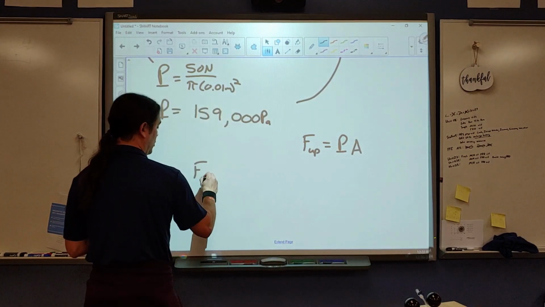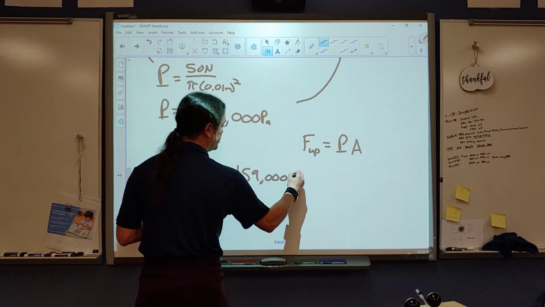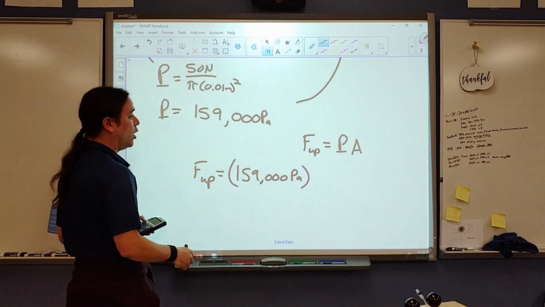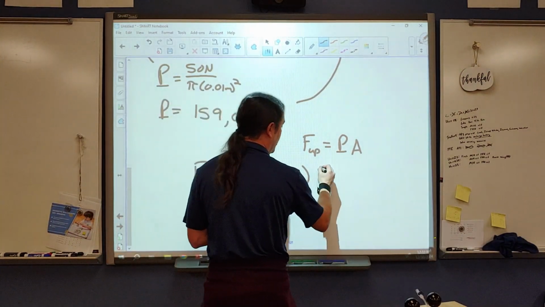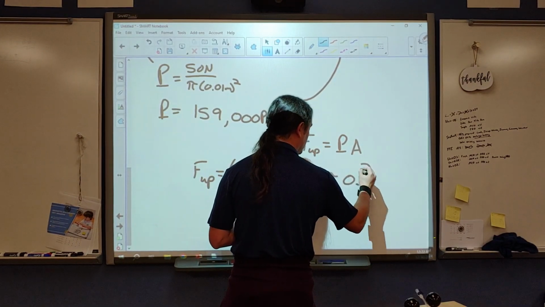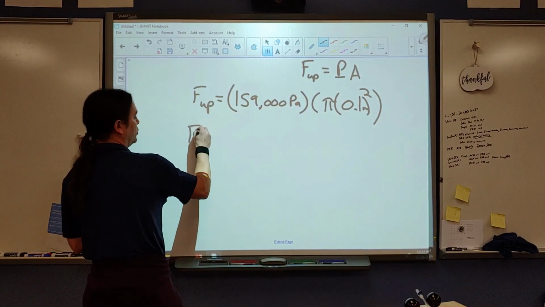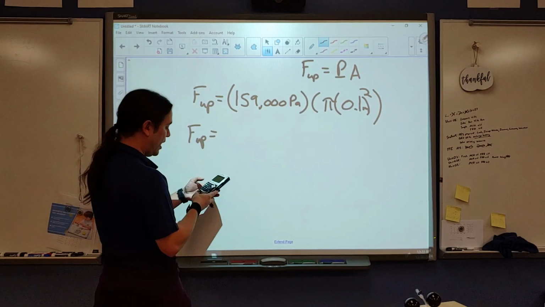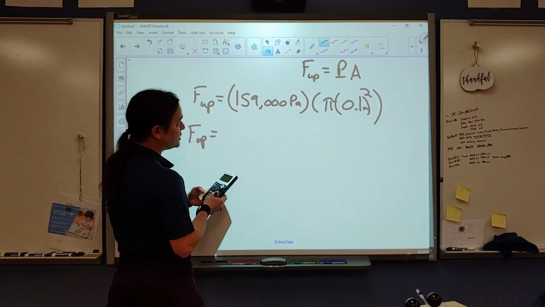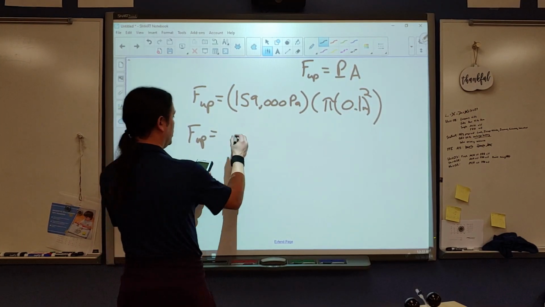Well, moving that over here, we've got our force up is going to be 159,000 pascals, because that's the pressure that I put it up to, or I'm attempting to put it up to, by pushing down on the left-hand side. The area for this one is going to be pi times 0.1 meters squared, because that's the area of that other piston, for want of a better term. So my upward force is going to be 0.1 squared times pi. Let's see, and I'm going to multiply that by 159,000 pascals, and I get the following.